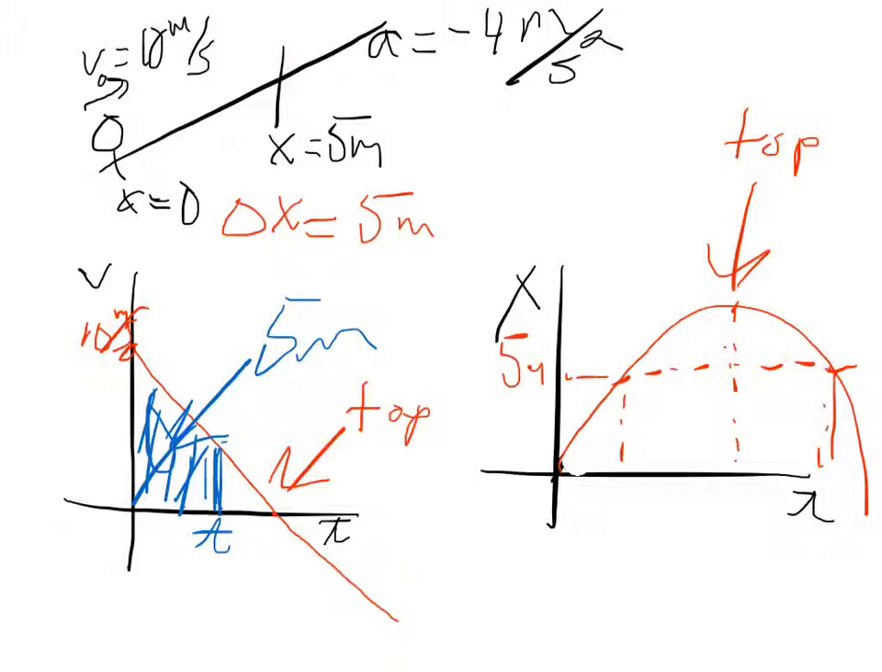Now that's assuming the ball actually makes it 5 meters. And so what would happen is if we solved our problem and got no solution, that would mean that it doesn't actually make it 5 meters. So we're going to go to a new slide here now, and I'm going to start looking at what we're going to do to solve the problem.